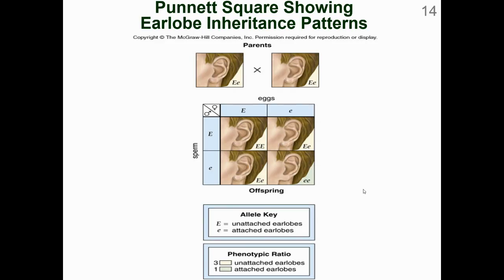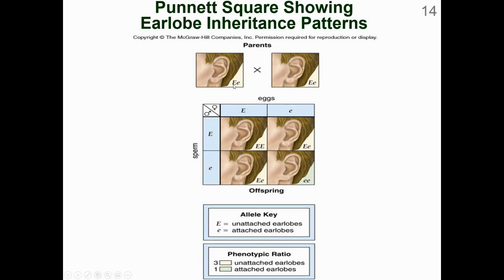So here's an example of a human trait with unattached earlobes and attached earlobes. We have a key telling us the unattached earlobes are the dominant trait. They will mask expression of the lowercase e attached earlobes. In this case, my parent generation have two parents with unattached earlobes, and we're told they're both heterozygotes.